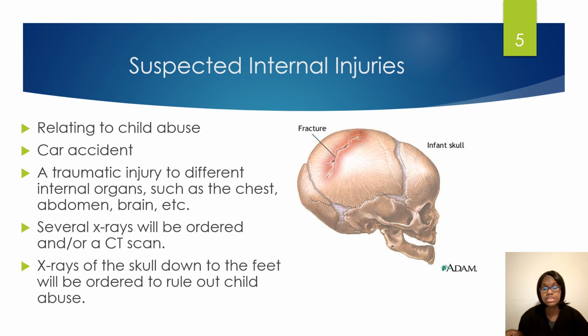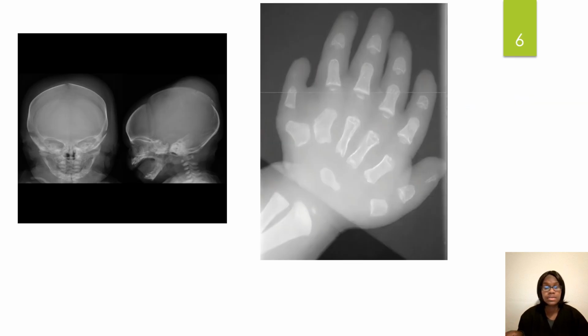And then if it is suspected of, let's say, child abuse, then x-ray skull and all the way down to the feet will be ordered. And then you have your image of a skull for a pediatric patient, and then you have an image of a hand for a pediatric patient.